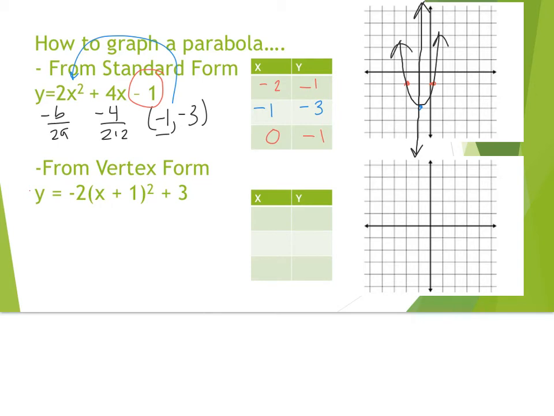And I can also graph from vertex form by finding the vertex. So the vertex is going to be the opposite, or -1, +3. So I go -1, +3, make a dot. And I could pick values again. So -2, 0, and I can plug in 0 for x. So I'd get -2 times 1 squared plus 3. So -2 plus 3 is 1. So both of these are 1, 1.